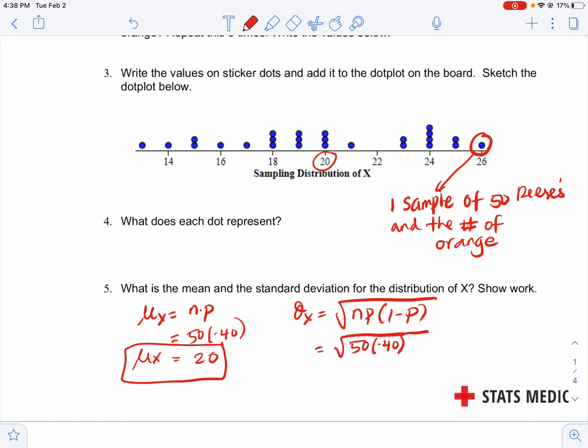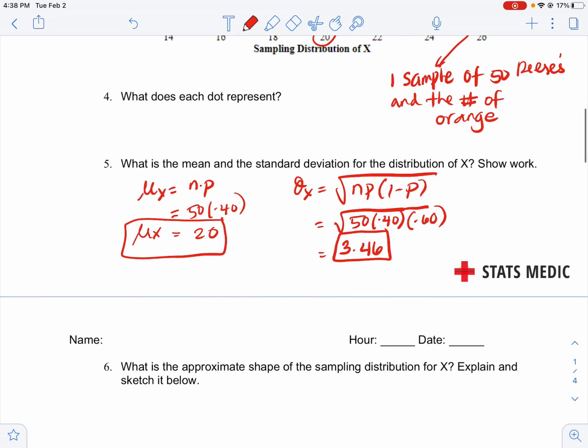And then the standard deviation is the square root of 50 times 0.4 times 1 minus 0.4, which is 0.60, and that is 3.46. Yeah, that's correct, 3.46. So we have our mean and we have our standard deviation.